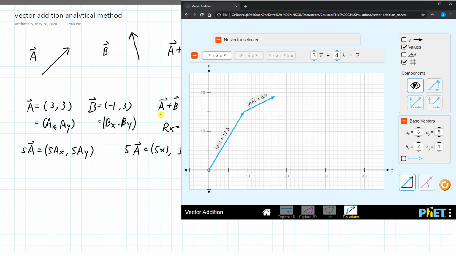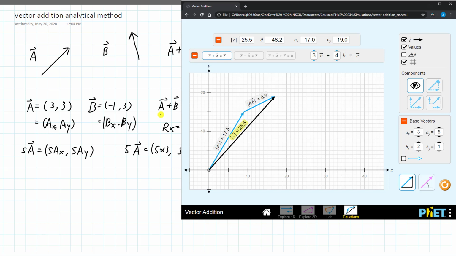This is our 3a plus 4b. So what exactly is this? Let's click and select. Okay, so it has 17x and 19y. So where does that come from? Well, that comes from the components of 3a and 4b, right? 3a's x component and 4b's x component will result in c's x component.